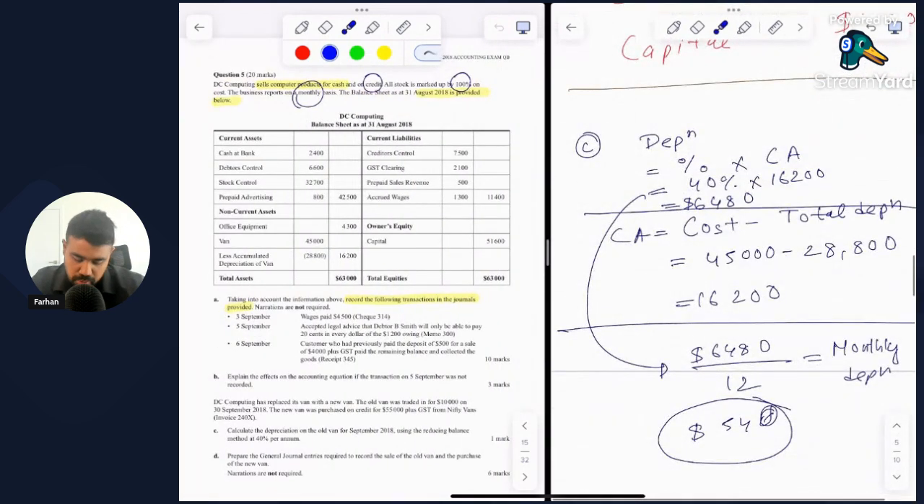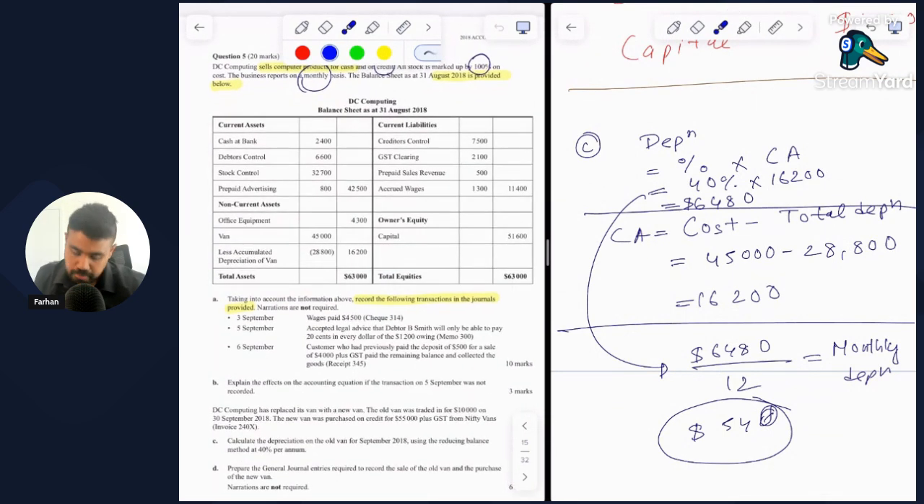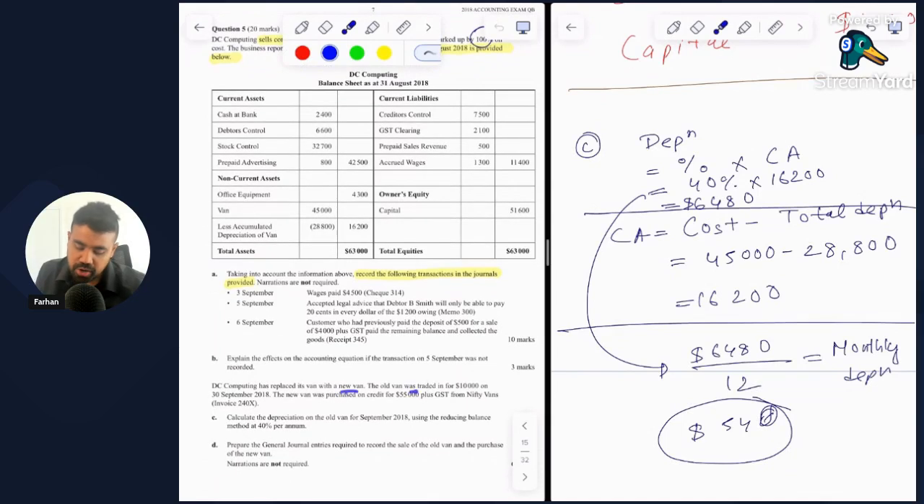Okay. So in part C, DC Computing has replaced its van with a new van. And the old van was traded in for $10,000 on 30 September 2018. The new van was purchased on credit for $55,000 plus GST from Nifty Vans. So the first requirement is to find the depreciation on the old van for the month of September 2018 using the reducing balance method at 40% per annum.